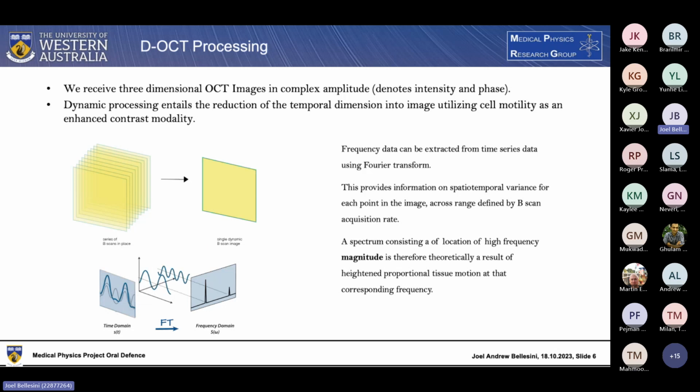Essentially, we're looking for a metric of motion for each point, in which case our Fourier transform will be a spectrum consisting of various locations in frequency, in which a point of high frequency magnitude is theoretically a result of heightened proportional tissue motion at that corresponding frequency. So the Fourier transform will look different, with different peaks at different corresponding frequencies depending on the tissue type, which is where our contrast is going to come from.